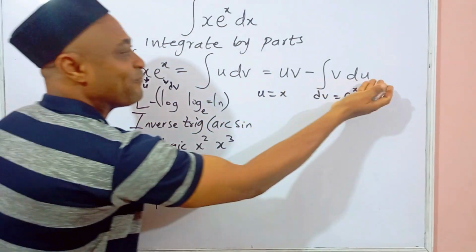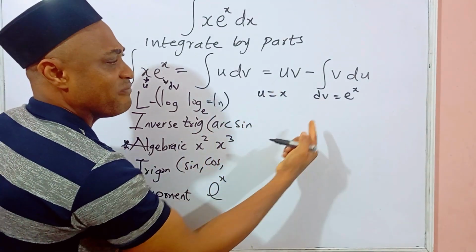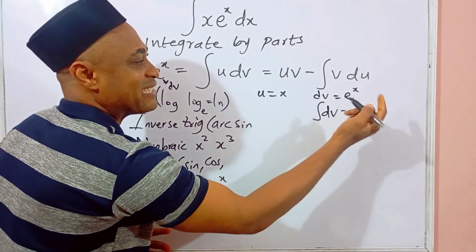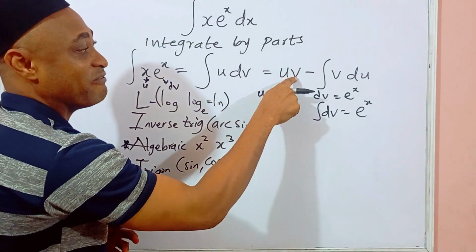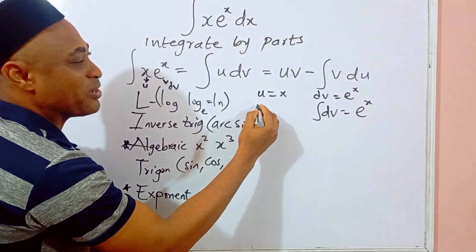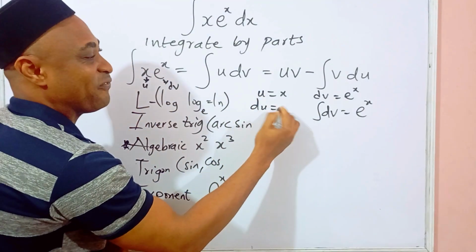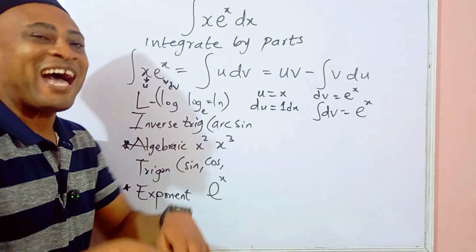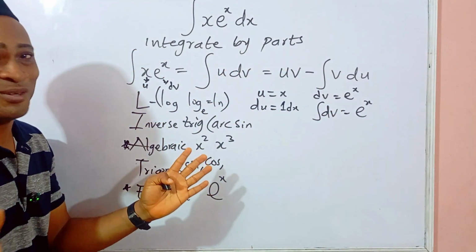Now, look at this. From this formula, what do I need? I have u. I don't have v. So let me get v. How do I get v from dv? Just integrate it. And if I integrate e^x, that will give me e^x. So I have u, I have v, but I don't have du. So I come back here. I need to get the differential of u. I have to differentiate u. And when I differentiate this, x will give me 1 dx. So you see, I have everything I need.